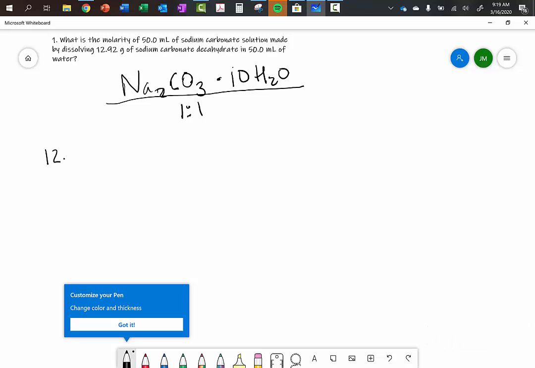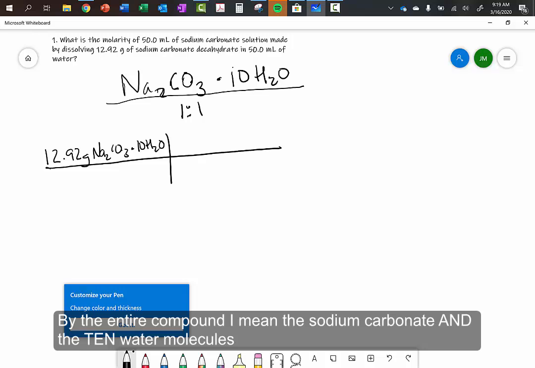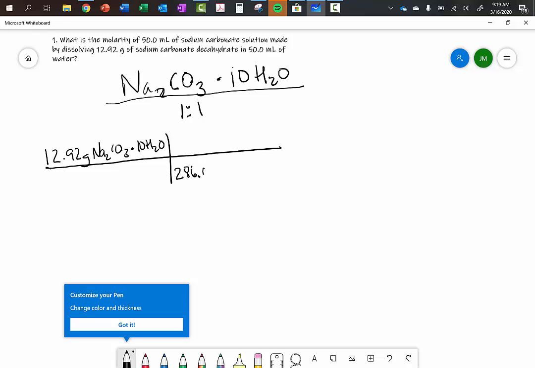That's the first thing we got to do. So we got 12.92 grams Na2CO3 times 10 H2O. Now again, when we got to consider this, we got to consider the mass of the entire compound. So this ends up being 286.09 grams for every 1 mole of this hydrate compound.